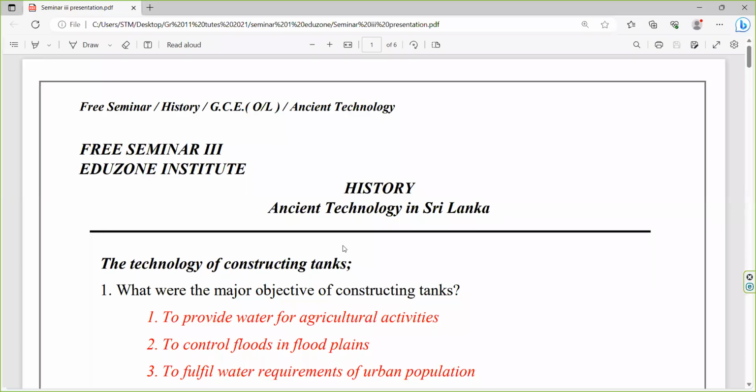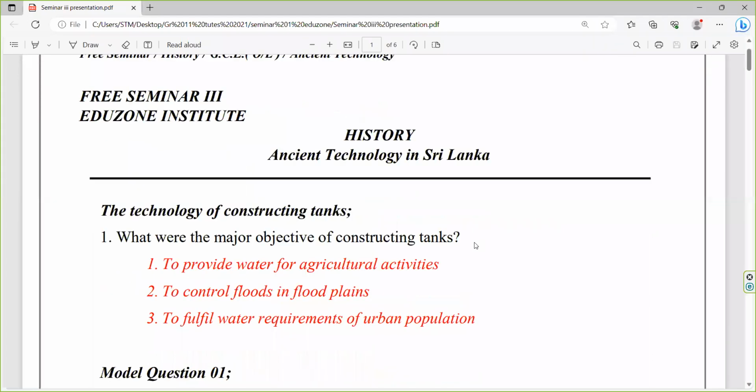Now see here, what are the major objectives of constructing tanks? In the tude, you have that part, these three objectives. Now, what are the three objectives? To provide water for agricultural activities, to control floods in floodplains, and to fulfill water requirements of the urban population. So these are the three major objectives of constructing tanks.